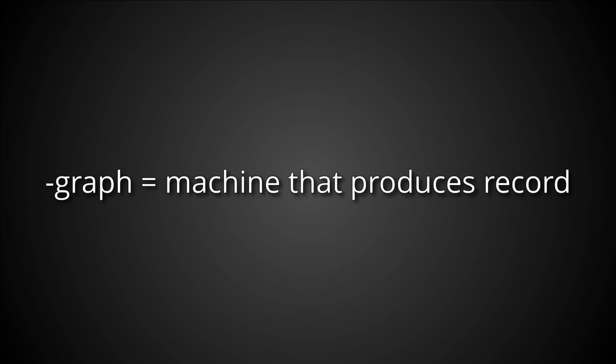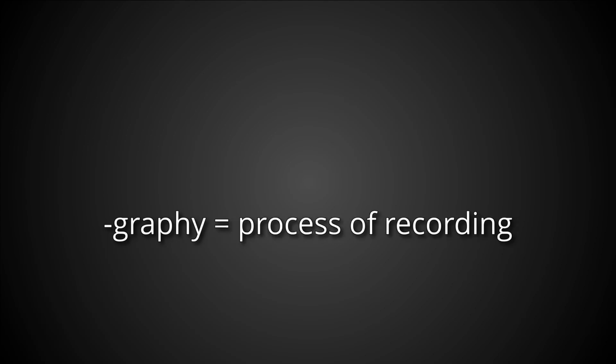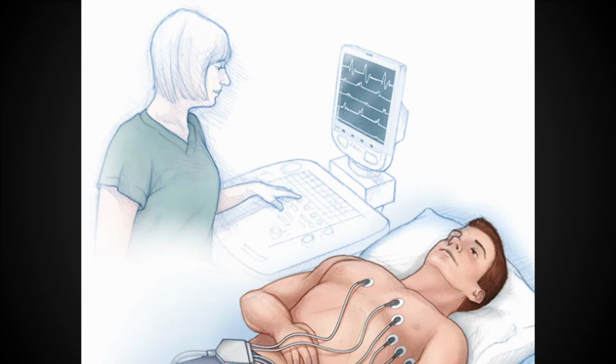Graph also means picture or record, but it also refers to a machine for producing a record. An example is an electrocardiograph, which is the machine that records the heart's electrical activity. Graphy is also similar, but it means the process of recording. So, in accordance to the previous example, an electrocardiography is the process of recording the heart's electrical activity.